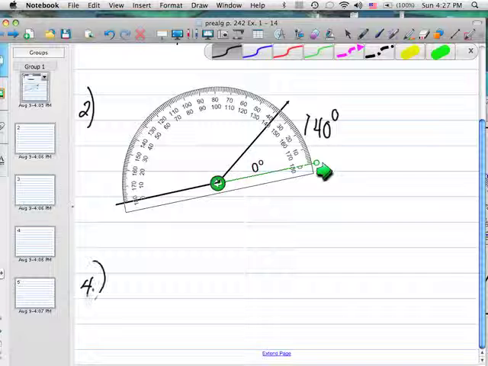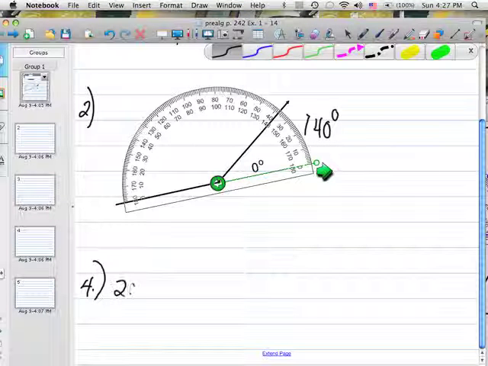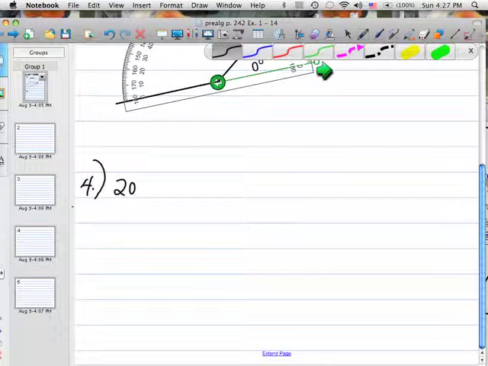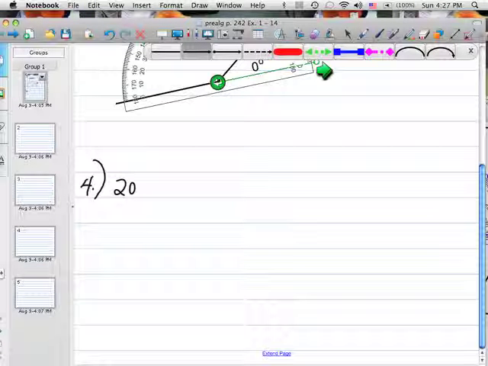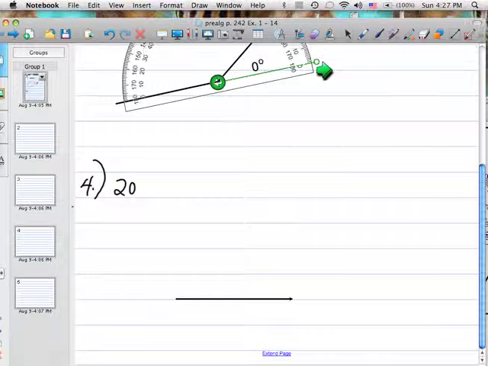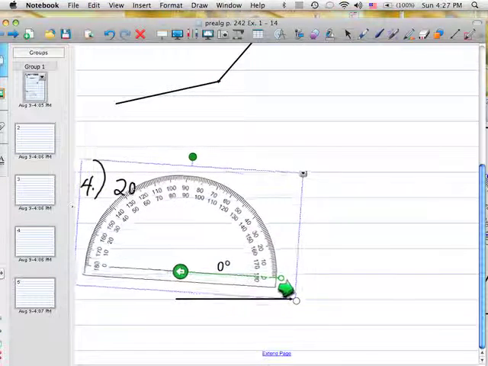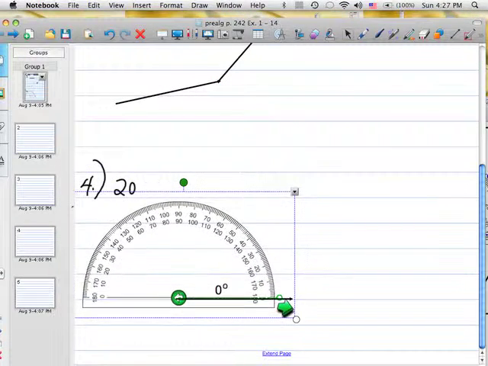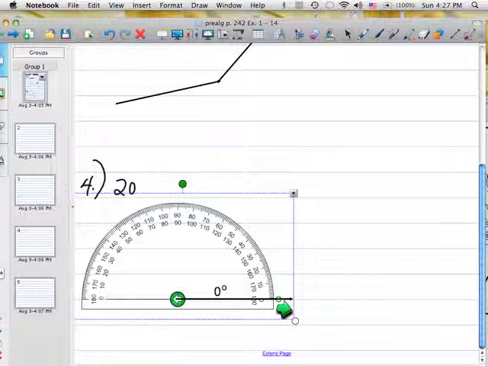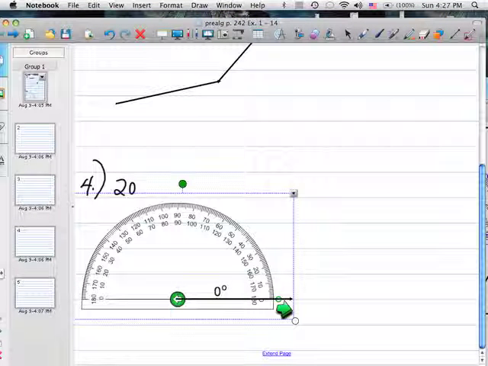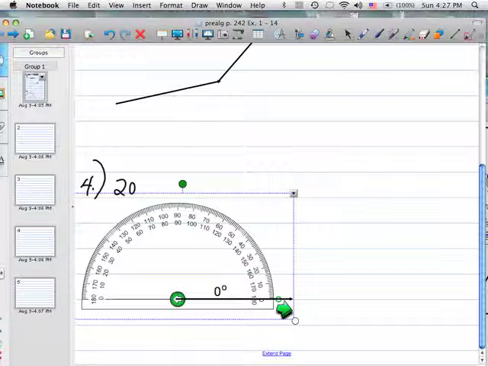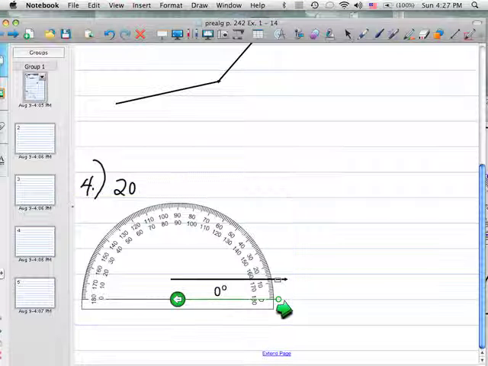Problem number 4, they want you to draw an angle with the measurement given, 20 degrees. So remember how we do this. We take a ray and draw it. Then take our protractor, put the center of it on the end point of the ray, and then we find 20 degrees from the 0, put the 0 line on that ray. 20 degrees is right here.